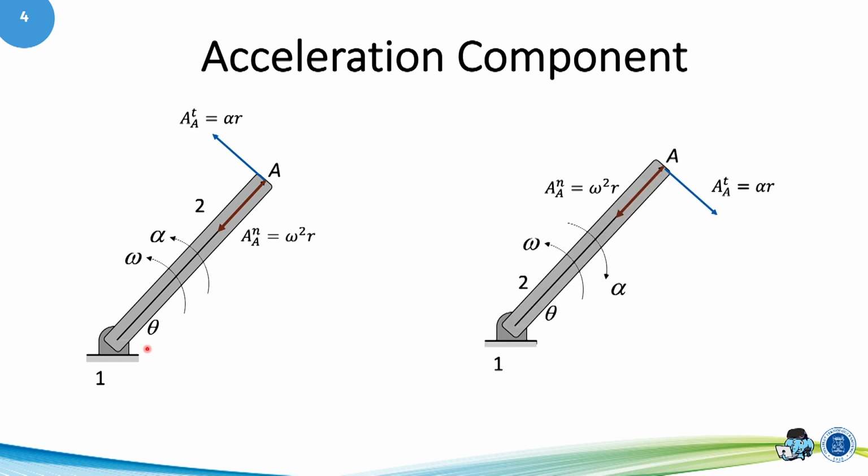Next example is the angular acceleration is clockwise and angular velocity is counterclockwise. In this example, you can see that the direction of the tangential acceleration depends on the direction of the alpha. Here, the direction of the alpha is clockwise. It means that the direction of the vector tangential acceleration goes to the right. And then the direction of the normal acceleration always goes to the center of the rotation. It doesn't depend on the omega.